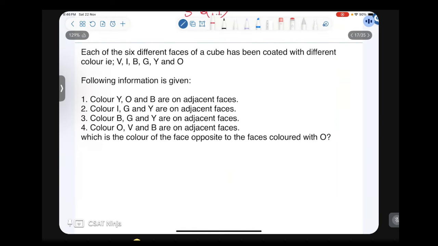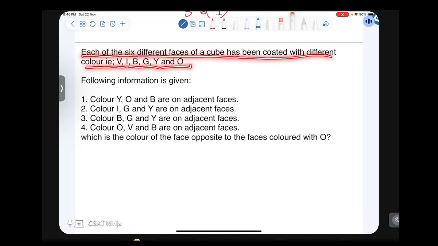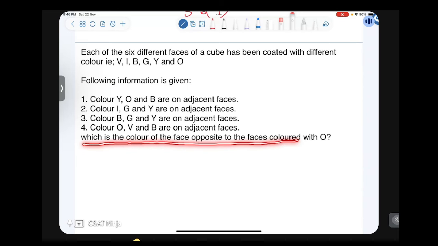This was a question asked in UPSC as well, so that's the reason why it may sound a little bit tricky. The question is like this: each of the 6 different faces of a cube has been coded with different colors V, I, B, G, Y, O. These are the different letters here, which means it's a color here. The following information is given, and we need to find the color of the face opposite to the color O. So we are given a statement here, and we need to find the opposite color of O.